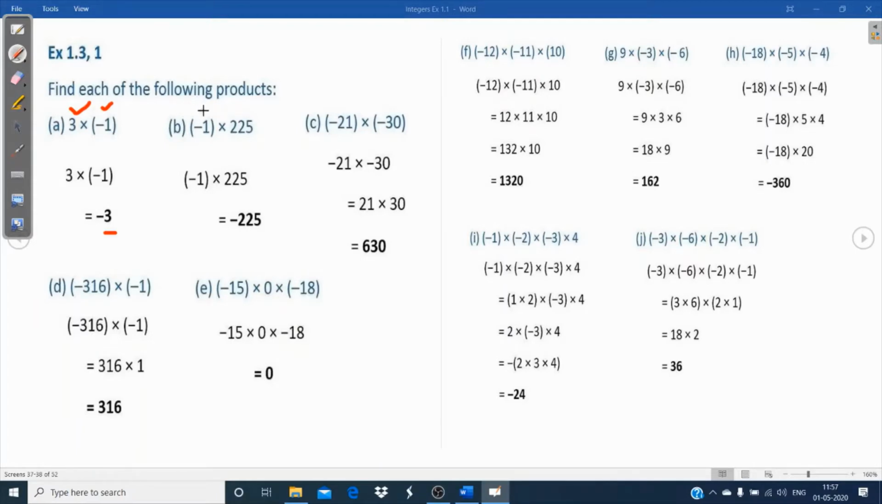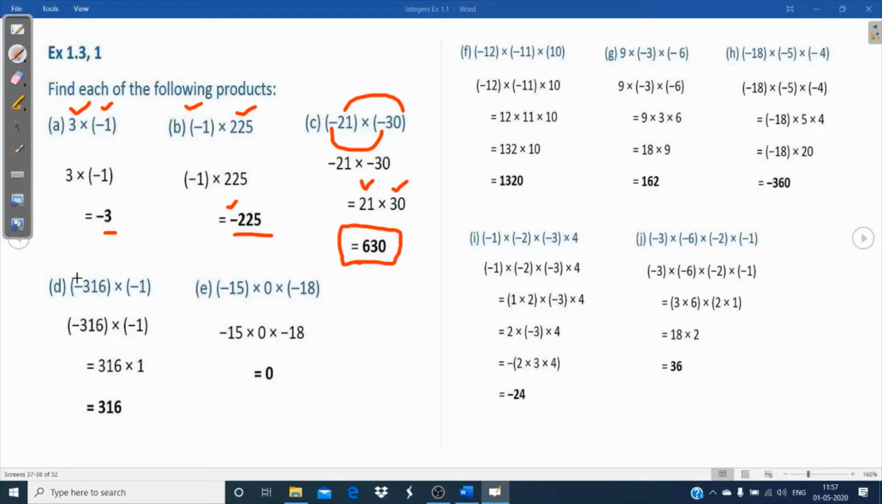Similarly, in second part, -1 multiplied by 225. So 225 into 1, what will you get? 225, and plus times minus is minus. Third part, when you multiply these two integers, you will see both integers have the same sign, minus minus. So minus minus is what? Plus. So normally you have to multiply two integers. 21 into 30, you will get 630.